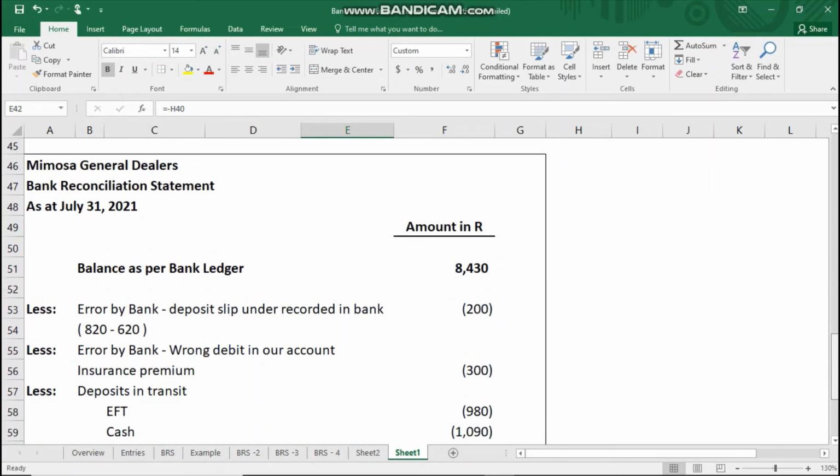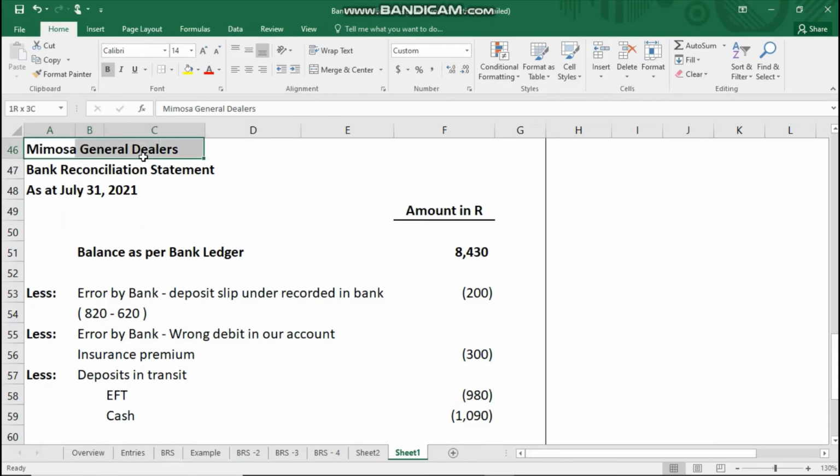So here is the bank reconciliation that I created. This is the name, Mimosa General Dealers Bank Reconciliation Statement as at July 31st 2021. This is the currency amount in rands. So balance as per bank ledger, which we just calculated, is 8430. It's a debit balance. Now the first reconciling item is an error made by the bank. Deposit slip under recorded by the bank. There was a deposit slip of 820 which was wrongly recorded by the bank as 620. So there was a less recording by the bank of 200.